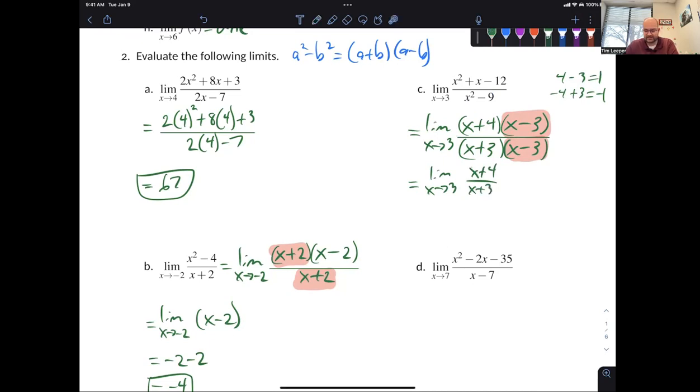And what's nice is that the factor that was giving me 0 in the denominator is gone. So now I can just plug in 3, and that's going to give me 3 plus 4 over 3 plus 3, which of course simplifies to 7 over 6.